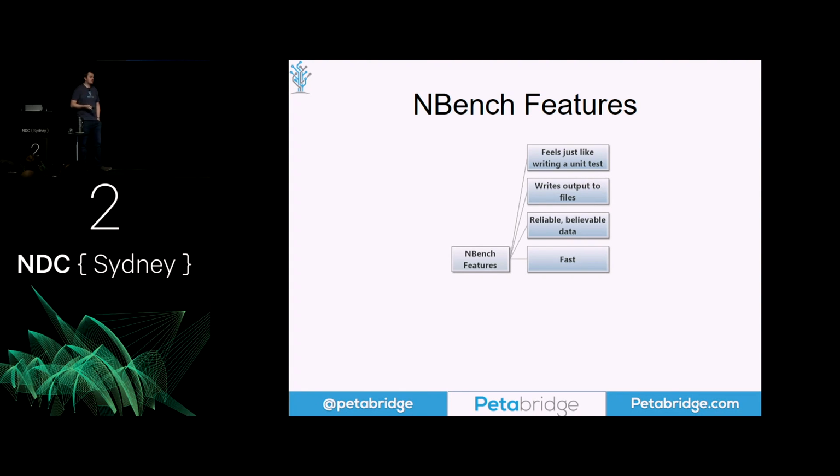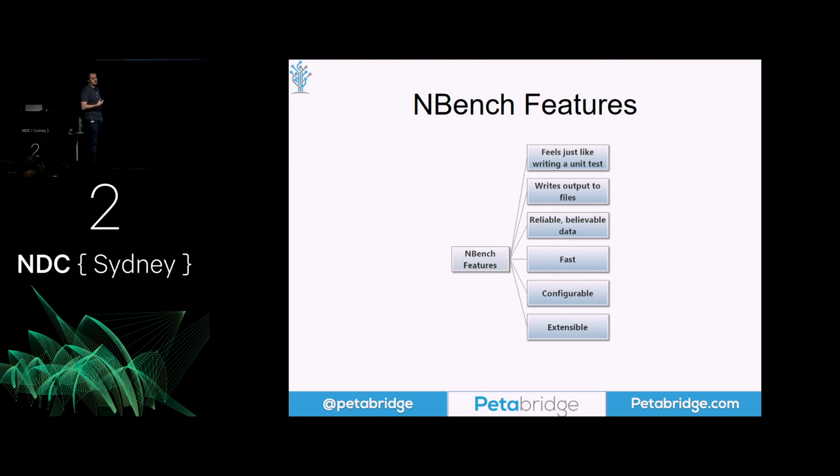NBench is also fast. How useful would a benchmarking library be if it was slower than the thing it was benchmarking? Not very reliable, right? So NBench is designed to be fast. It's meant to be configurable. It's also meant to be extensible.